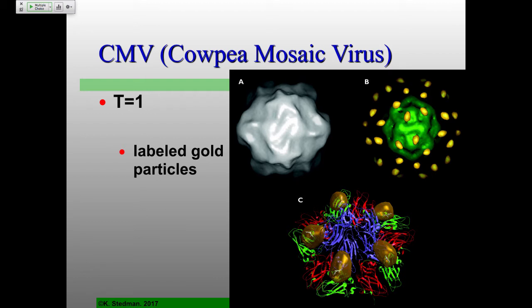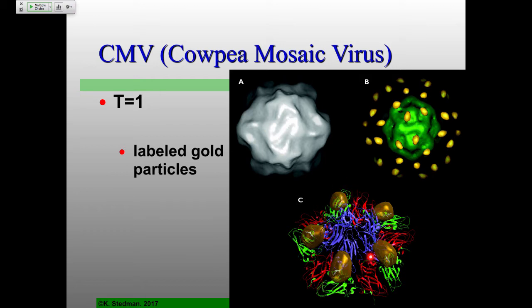Here is probably one of the simplest virions. This is Calpe mosaic virus. I don't expect you to remember that. But this has a T equals 1 structure. This is an icosahedron, and it's a little hard to see, so maybe turn the lights completely down. Here is one of those five-fold axes of symmetry.